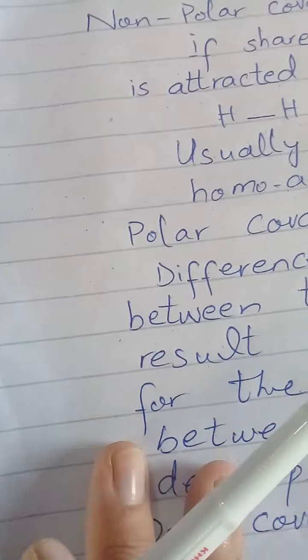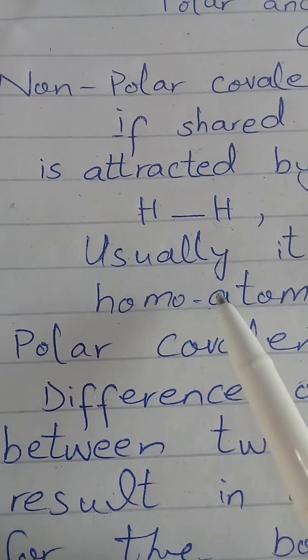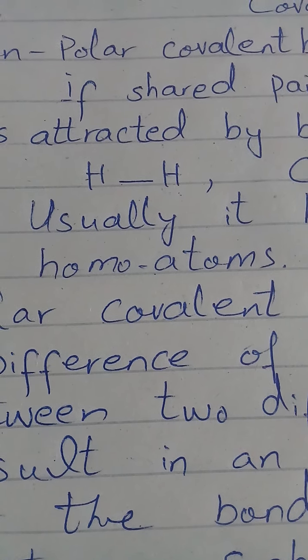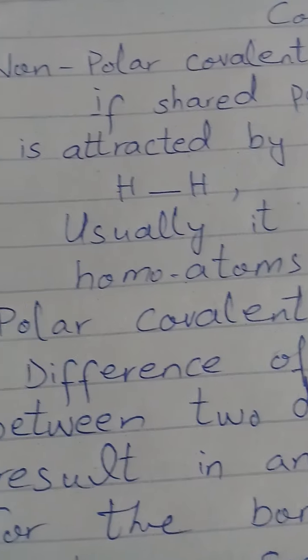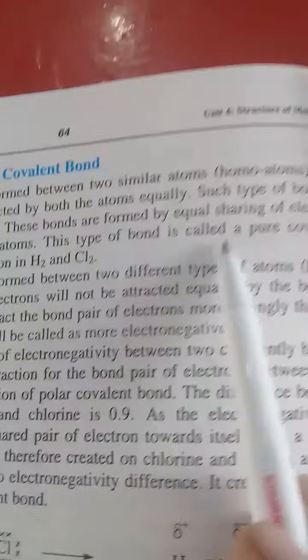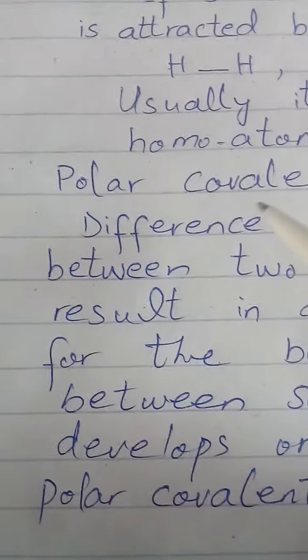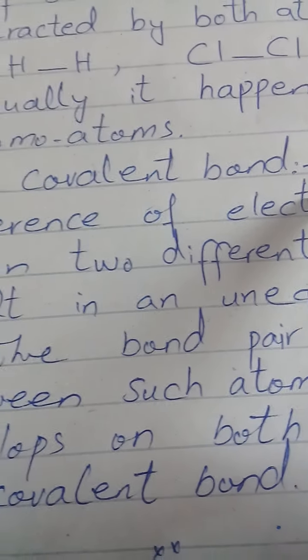Okay, now some examples are given that I have explained. Hydrogen, chlorine and oxygen develop hydrogen, chlorine and oxygen molecules. These molecules are developed by pure covalent bond or non-polar covalent bond. Students, you should know that non-polar covalent bond is also called a pure covalent bond. Okay, now the next term is polar covalent bond.